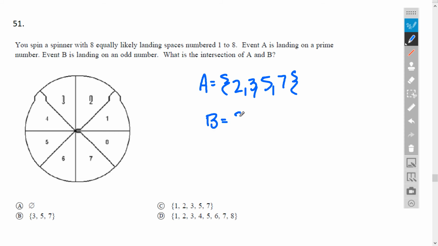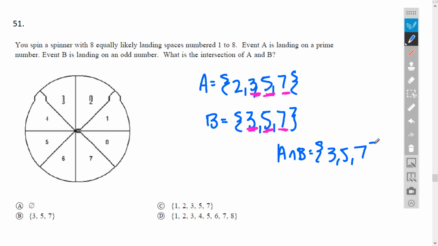Okay, event B is landing on an odd number, so that's 3, 5, 7. So what is the intersection of these two? The intersection of these two would be what's included in both, which is 3, 5, and 7. Okay, so the intersection A intersect B is 3, 5, and 7. So that would be letter B.